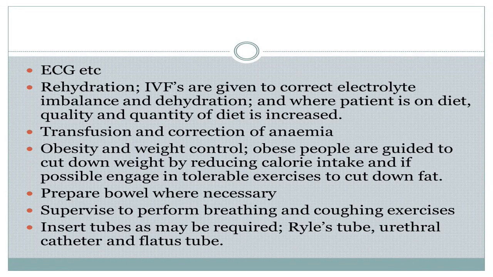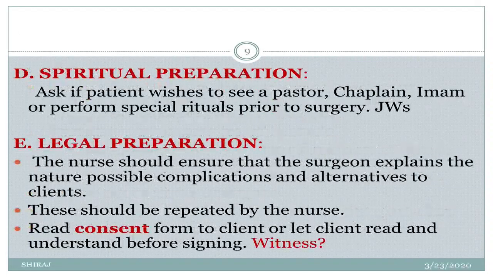Then supervise them to perform breathing and coughing exercises. As we said, deep breathing exercises, reflex exercises, leg exercises, and all those things. All these things are supposed to be supervised. Insert tubes as may be required: Ryle's tube, urethral catheter, flatus tube, that is NG tube, or the Ryle's tube. So we can look at all these things to see if there is a need, because the patient is going for surgery.